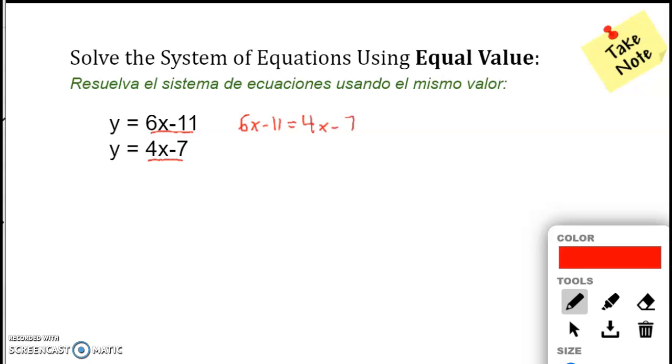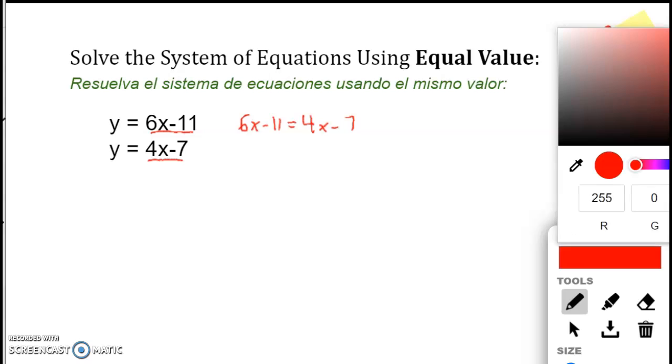Okay, now I have x's on both sides of the equal sign, and I do not want that. So I need to get rid of one or the other. I can subtract 6x from both sides, or I can subtract 4x from both sides to get rid of this. I am going to subtract 4x from both sides because it's easier to subtract the smaller one.